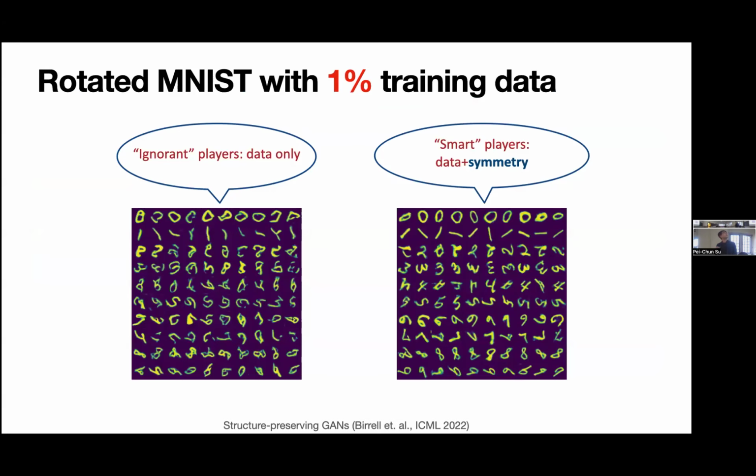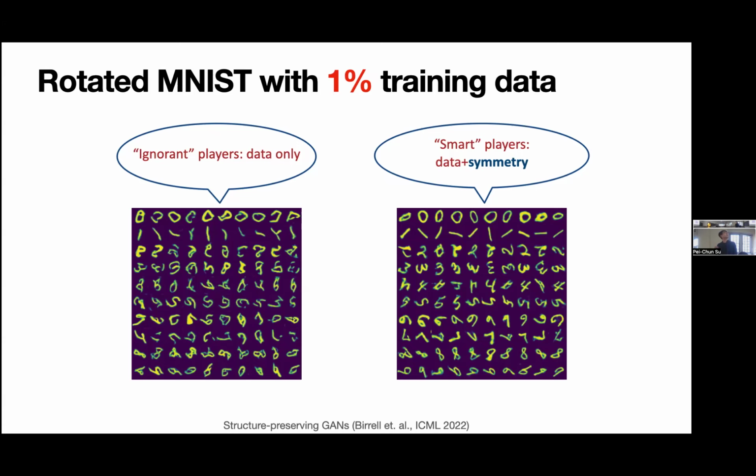One motivation to consider group symmetry: here is one experimental result where we come back to the example of GAN to learn the rotated MNIST data with only 1% of training data. Here is the GAN result to generate the MNIST distribution with no knowledge of symmetry, just a vanilla GAN. Here is the GAN with the same training data, but with the symmetry incorporated in both the generator and the discriminator. On the right-hand side, the quality of the generated images is better, maybe slightly better than the left-hand side.